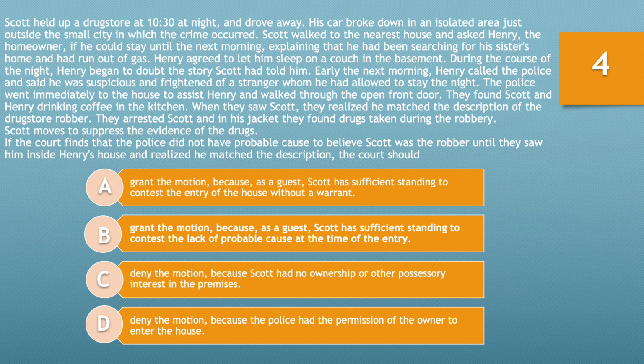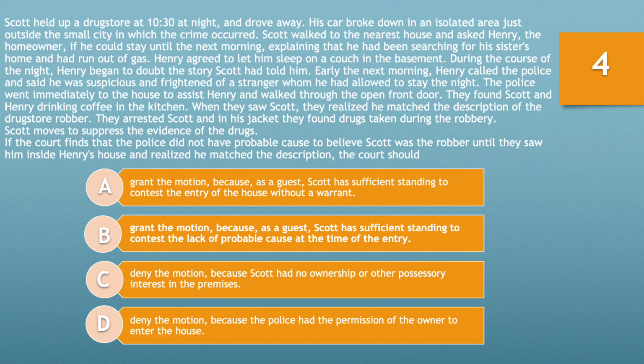The police went immediately to the house to assist Henry and walked through the open front door. They found Scott and Henry drinking coffee in the kitchen. When they saw Scott, they realized he matched the description of the drugstore robber. They arrested Scott and searched his jacket. They found drugs taken during the robbery. Scott moves to suppress the evidence of the drugs.